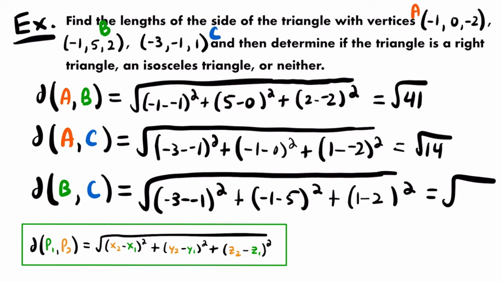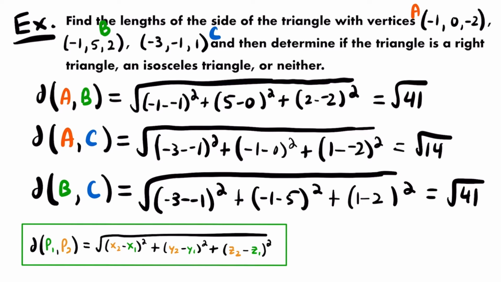This will be equal to the square root of -3 minus -1 squared. -3 minus -1 is the same as -3 plus 1, so that's -2. -2 squared is 4, so we have 4 plus -1 minus 5 squared. -1 minus 5 is -6, and -6 squared is 36. So we have plus 36 plus 1 minus 2 squared, and 1 minus 2 is -1. -1 squared is 1. So we're adding 1. All right, now 4 plus 36 is 40, plus 1 is 41, so we have the square root of 41 for the length of this third side.